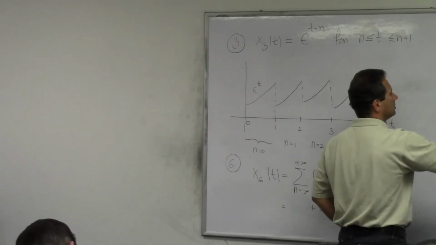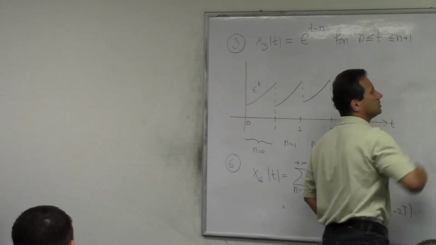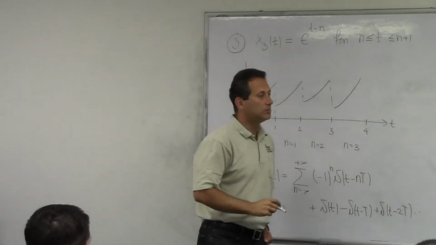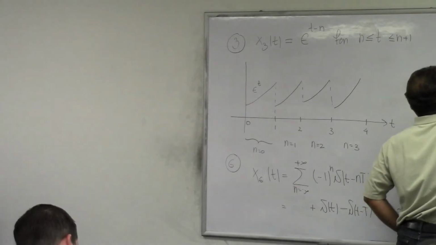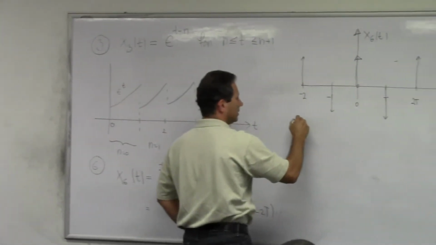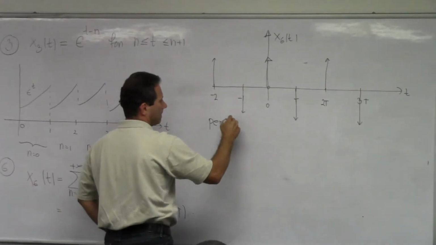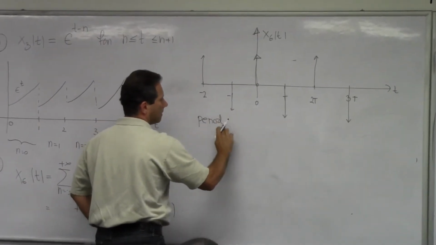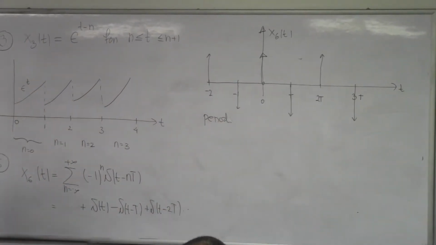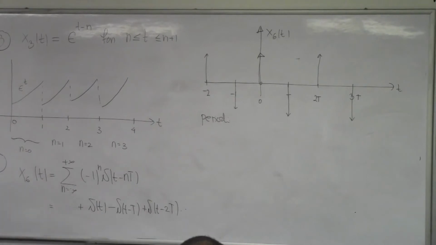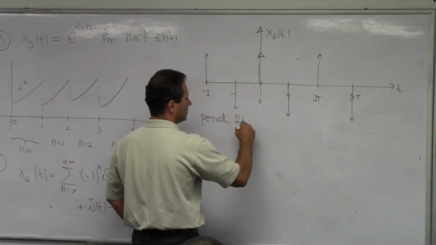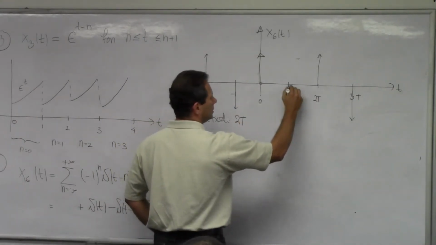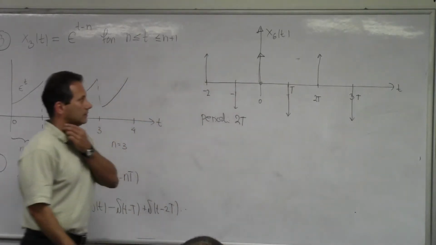So an interesting question to ask here is how large is the period? What's the period in this case? So this is the signal x6 of t. What is the period here? 2T. So be careful, even though it's T capital, it doesn't always have to be T. The period is 2T. Okay?